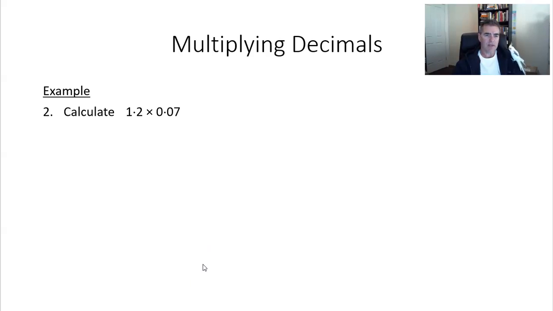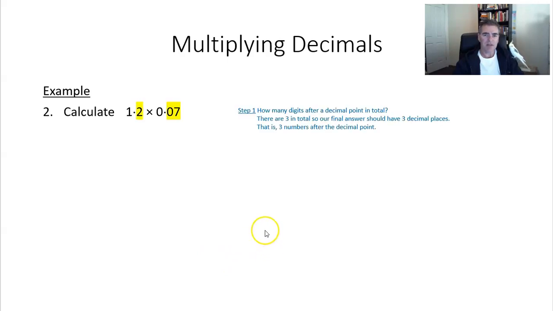So let's have a look at our second example, 1.2 times 0.07. So remember our first step, how many digits in total after the decimal point? Well, I've got 1 here and 2 there. So I've got 3 digits in total. So that means our answer should have 3 decimal places at the end.